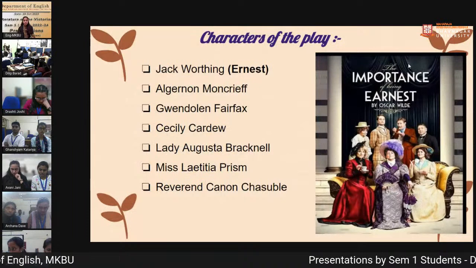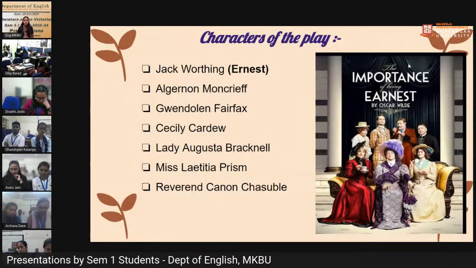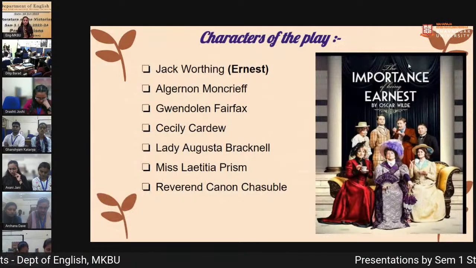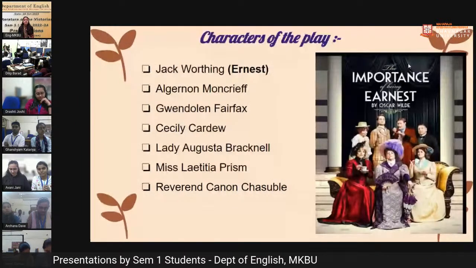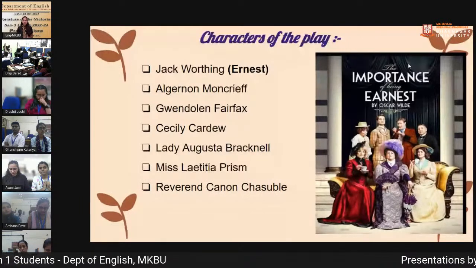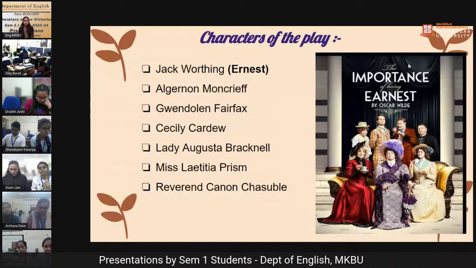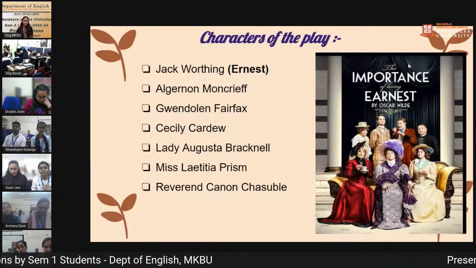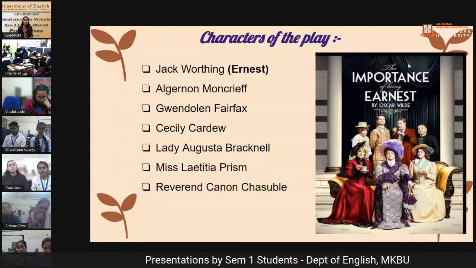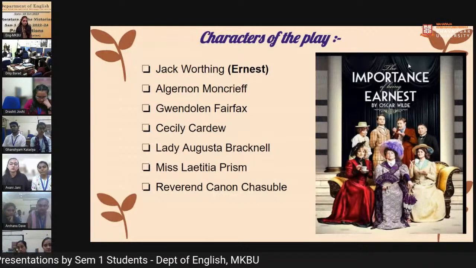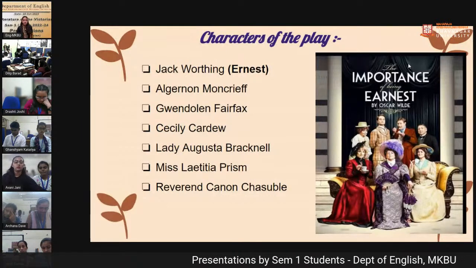Then there are Gwendolyn, who is the cousin of Algernon and daughter of Lady Bracknell, and Cecily Cardew, who calls him Uncle Jake. Cecily is the daughter of Thomas Cardew, and Jake Worthing is the adopted son of Thomas Cardew because he found him at the Victoria station. And Lady Augusta Bracknell is also a main character of this play.